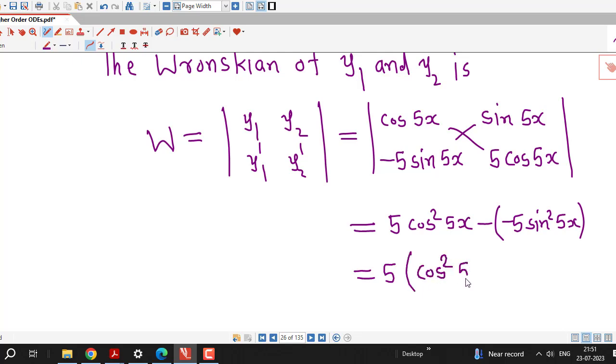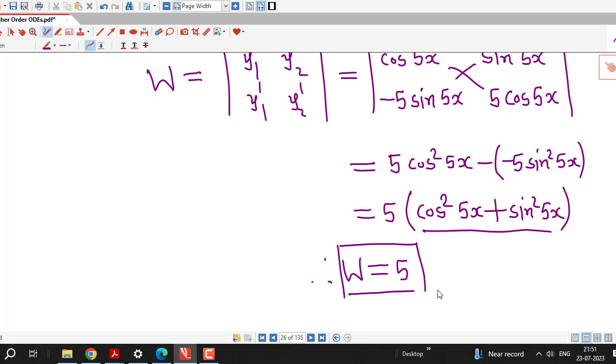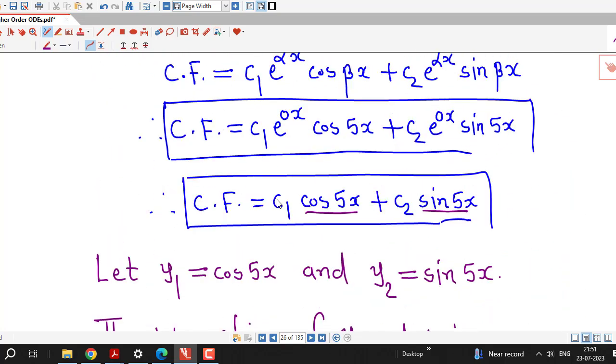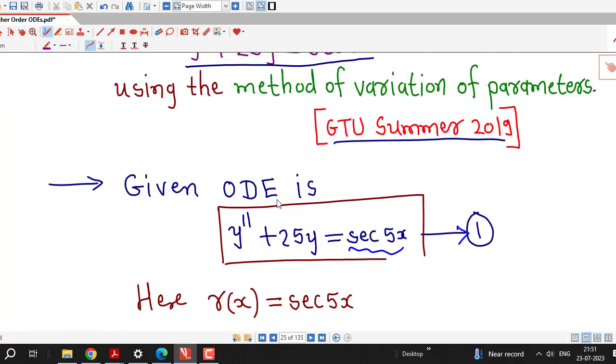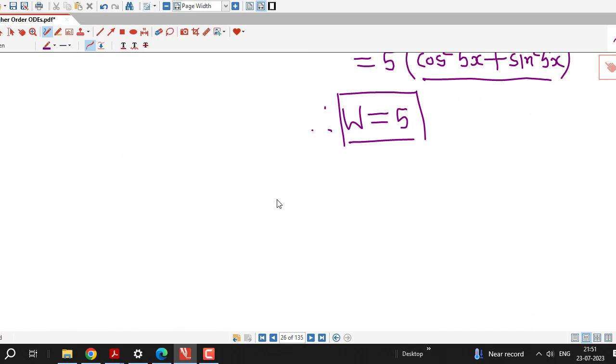So we have cos square 5x plus sin square 5x, and this is the identity, this is equal to 1. Therefore we have obtained that the Wronskian of y1 and y2 is 5. Now we are able to decide the particular solution using the method of variation of parameters. We have a ready-made formula for the particular solution or particular integral.